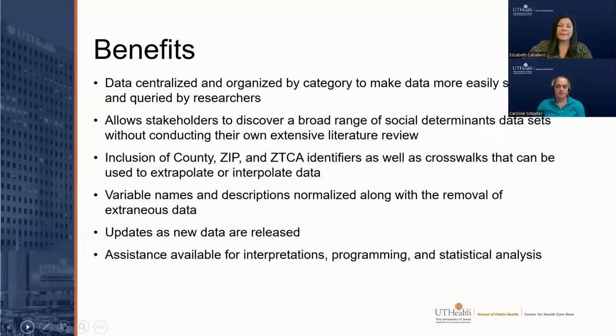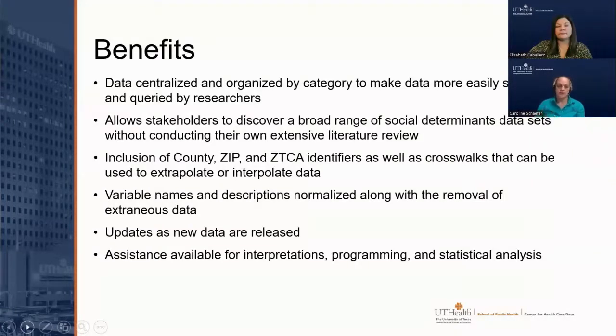So the benefit of this was a centralized and organized database that people could search by category. If someone is interested in food disparities, instead of going to many sources like the USDA, the FDA, perhaps the US Census, they can come to us and say, what information do you have on food insecurity? What do you have on food deserts? And perhaps we can find all of those data sets they were probably already familiar with, and we may be able to find new ones that they weren't familiar with before.